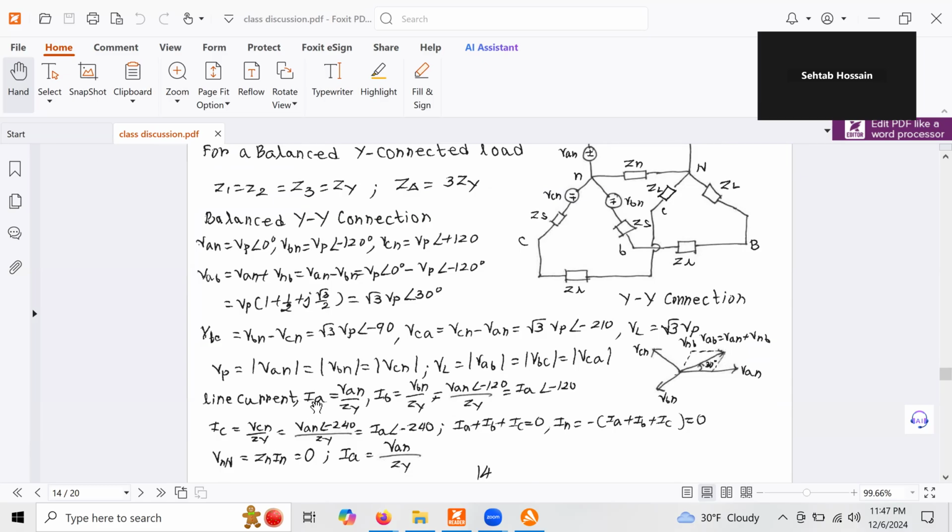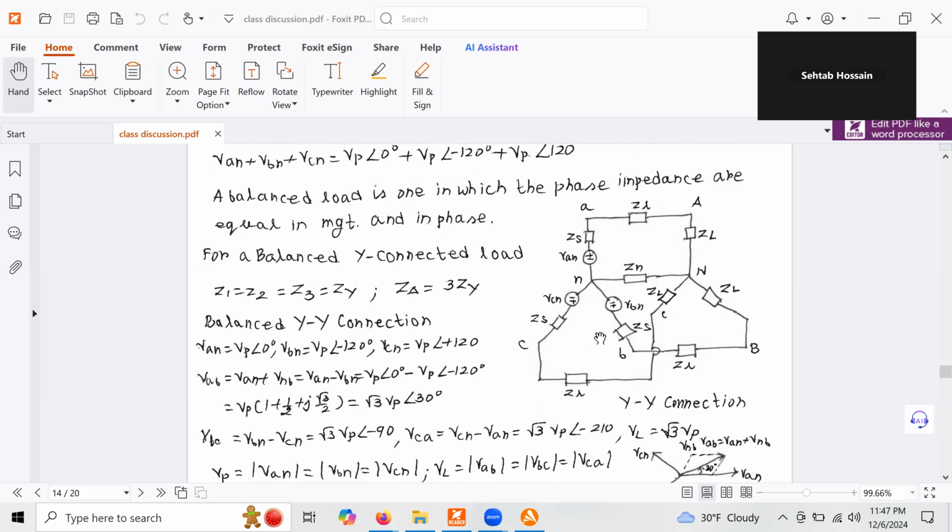Line current, so this is IA, will be in this way. Let's see, where is IA? So IA will come from here.